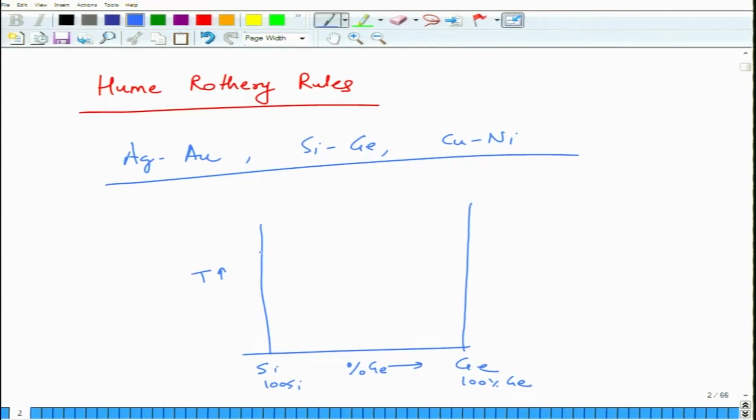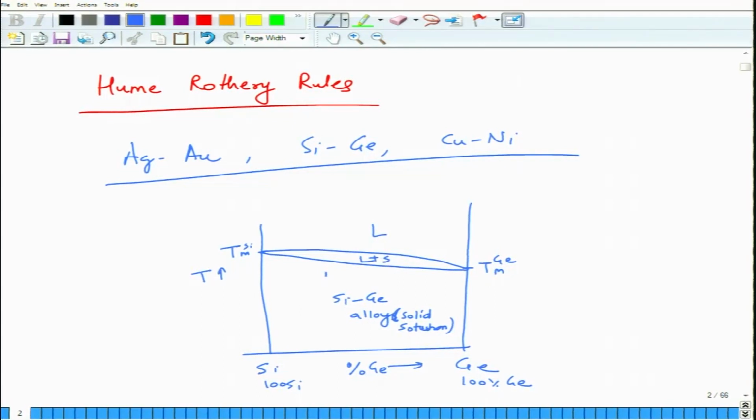Silicon has a melting point, let us say some Tm silicon, which is nearly 1400 degrees centigrade. This is the germanium melting point, Tm germanium, and what they basically form is a structure which is the same structure all throughout. So this is a silicon germanium alloy which is a solid solution. It is a disordered solid solution, not an ordered solid solution. At this temperature it is liquid, between these it is liquid plus solid, and here it is only solid, and this solid is this solid solution.